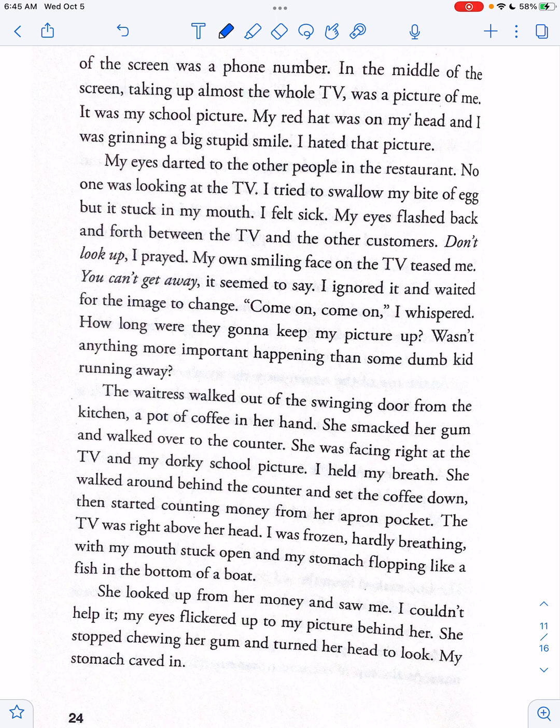I tried to swallow my bite of egg, but it stuck in my mouth. I felt sick. My eyes flashed back and forth between the TV and the other customers. "Don't look up," I prayed. My own smiling face on the TV teased me. "You can't get away," it seemed to say. I ignored it and waited for the image to change. Come on, I whispered. How long were they going to keep my picture up? Wasn't anything more important happening than some dumb kid running away?